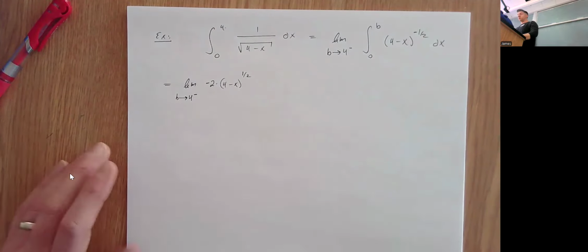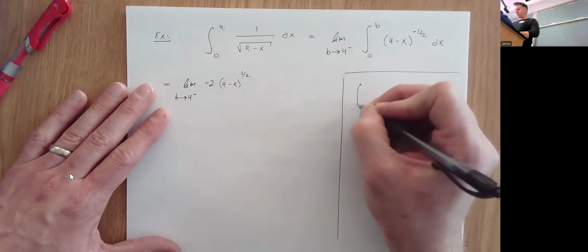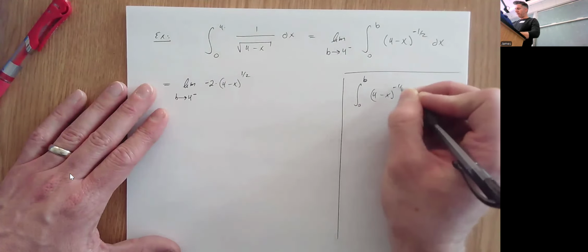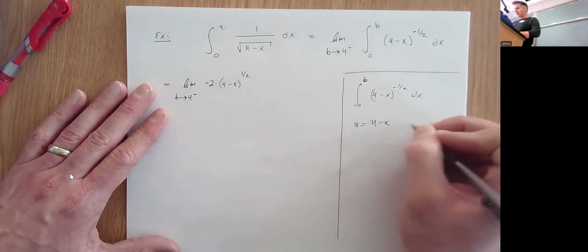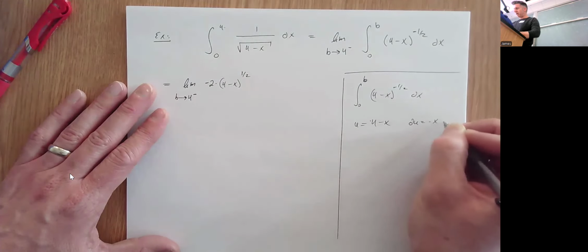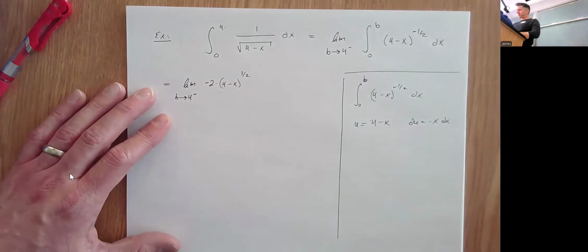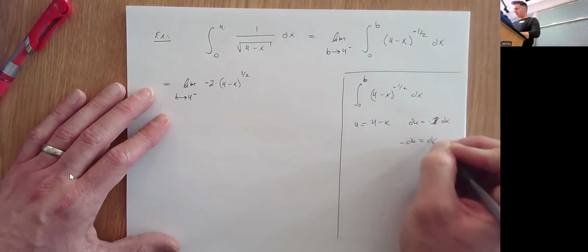If we had done this with the u sub, I will just point out, if I had been like, I have the integral from 0 to b of 4 minus x to the negative 1/2, and I decided to do u equal to 4 minus x, and du is negative 1 dx, so negative du is equal to dx. So I rewrote this.